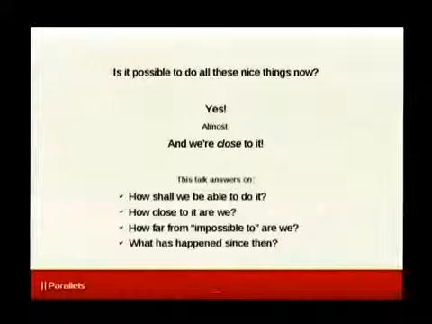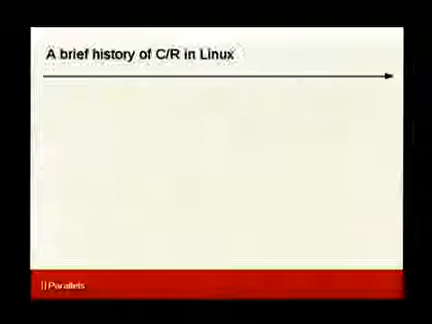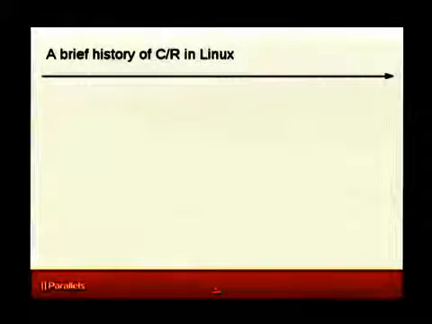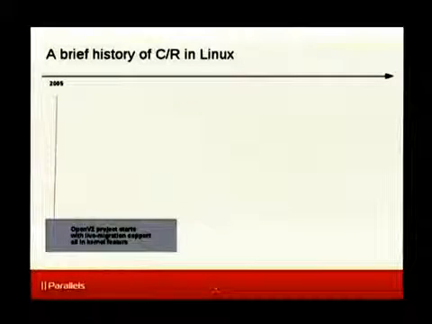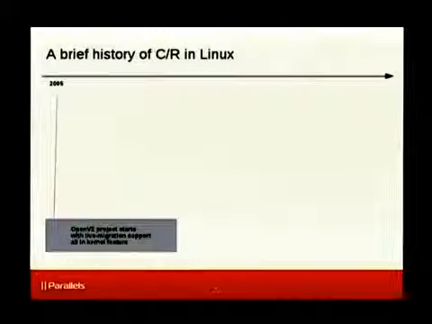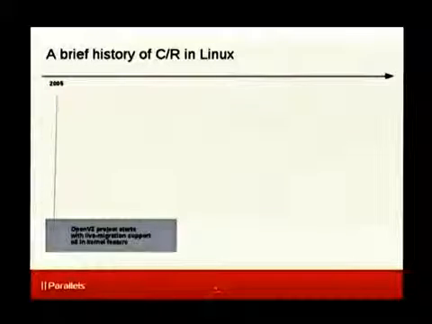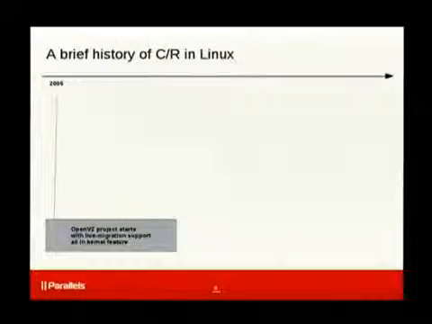We're very close to it, and with this talk I will try to answer the question of how we will be able to do it, how close we are to it, and what has happened since the very first days of the feature. The roots of the project can be traced back to 2005, when we first released the OpenVZ project. This project had the checkpoint restore feature from the very beginning. It was an all-in-kernel implementation. It was a big kernel module which did all we needed.